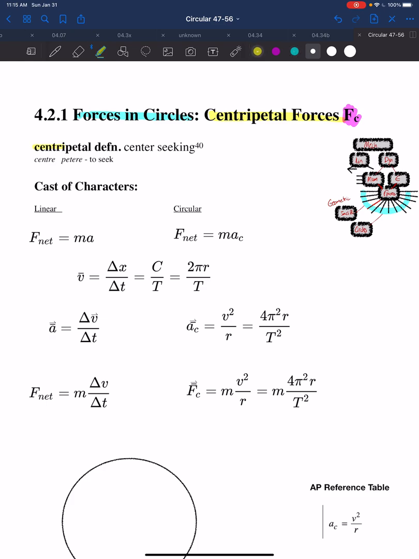Centripetal. There's a centra part, which comes from center, which probably needs no explanation. And petal is from the Latin petere, which means to seek. And we've seen that before. That is the reason we have p is mv. The momentum is petere, or to seek, seeking motion. In this case, centripetal then means center seeking. It is a center seeking force. So a force directed toward the center.